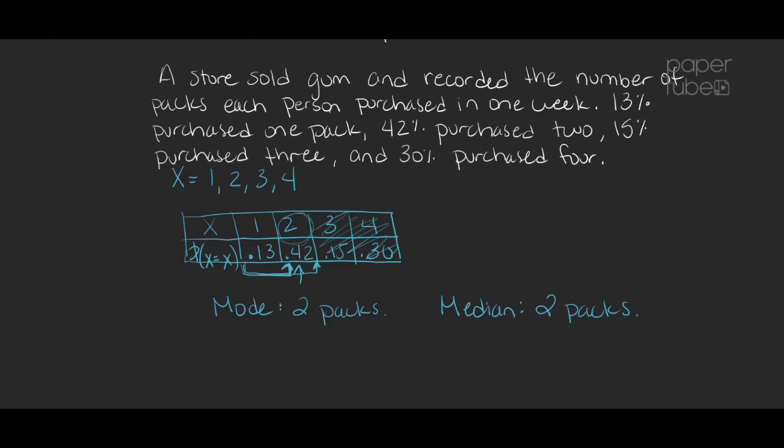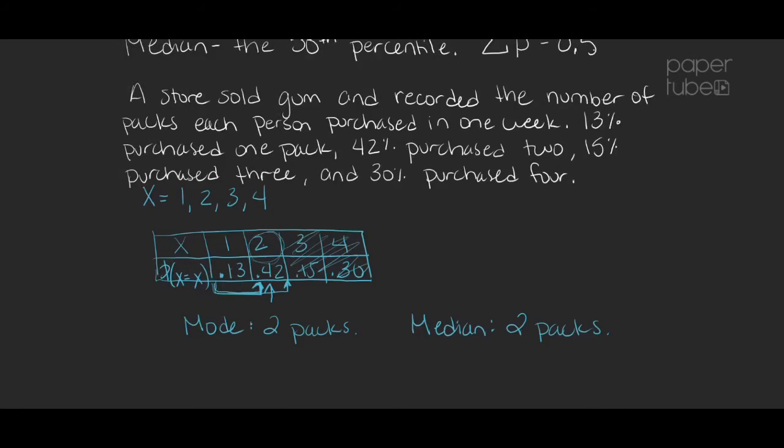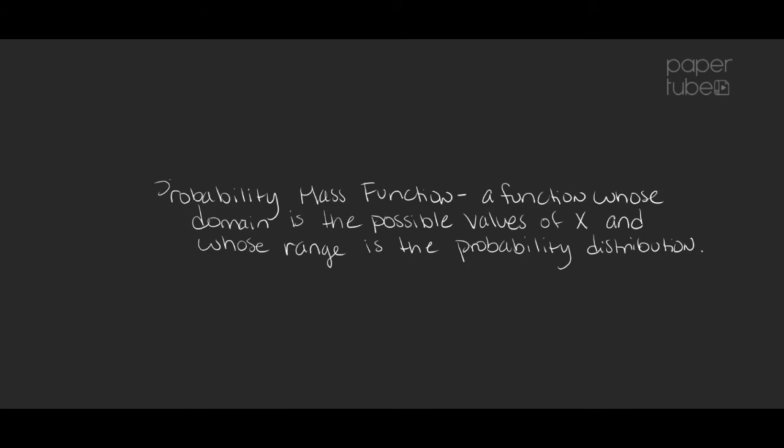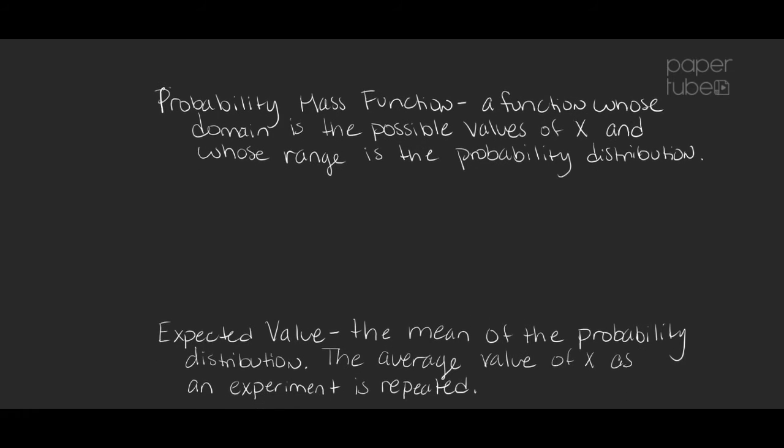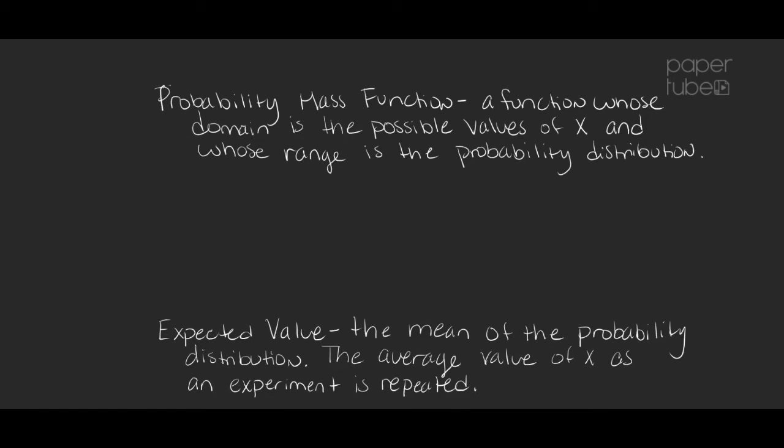I hinted earlier that we're going to talk about functions to describe the probability models, and that's our next vocabulary word. We have a probability mass function. It is a function whose domain is the possible values of x and whose range is the probability distribution. Let's take a look at what these can look like.